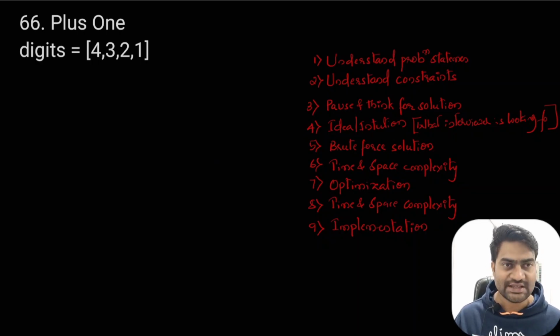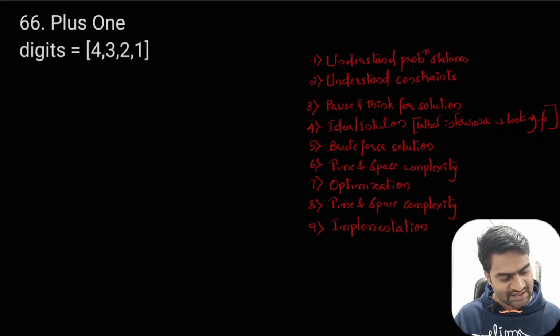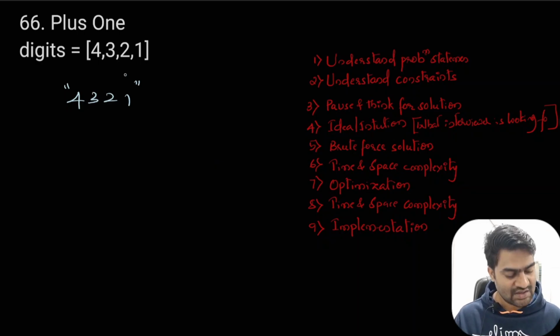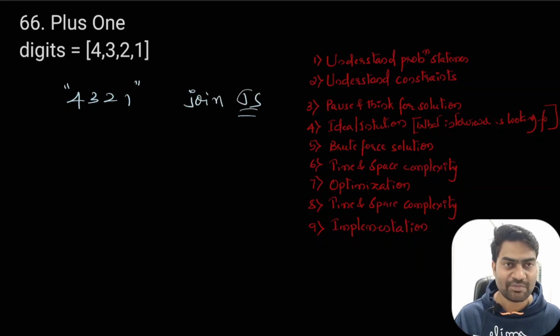If this is the problem, I will simply take this digits array and club them. If I club them, it will give us 4, 3, 2, 1. For that, we need to use a string builder so that we can append each of the numbers, or you can simply use join in JavaScript to get this particular string. Once you club them, you will get this particular string.